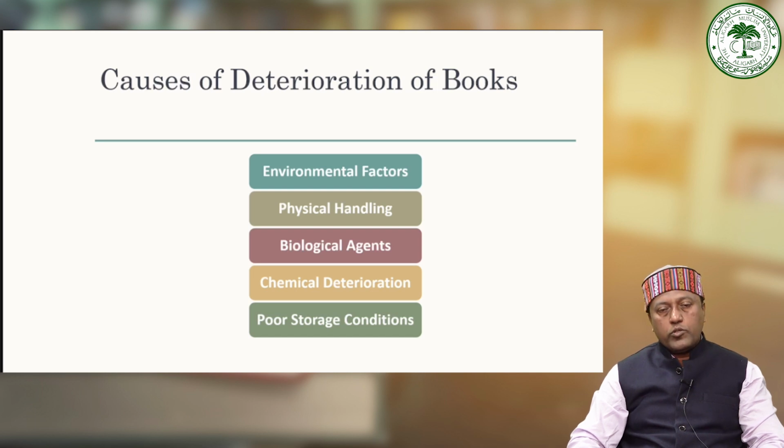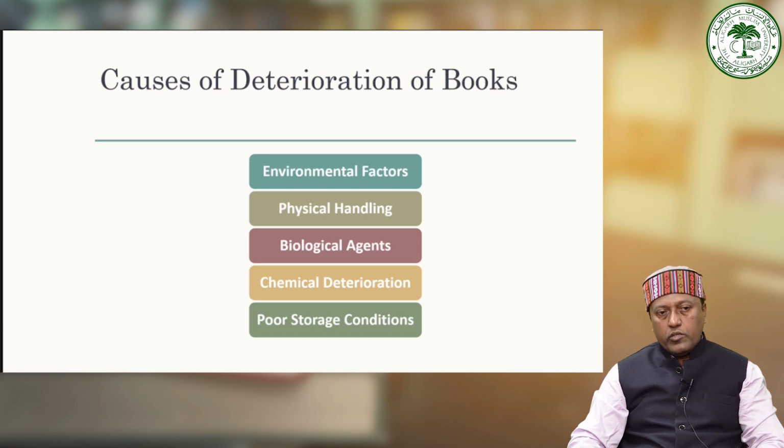Then last of all, poor storage conditions. Improper storage practices such as overcrowding and exposure to direct sunlight or moisture can deteriorate the documents. Overcrowded shelves can cause pressure damage to the spines and covers, while exposure to sunlight and moisture can accelerate degradation. So these are the causes which ultimately spoil the document.